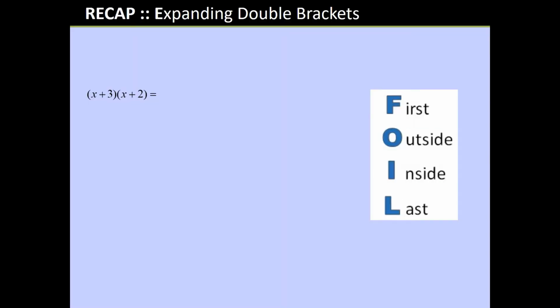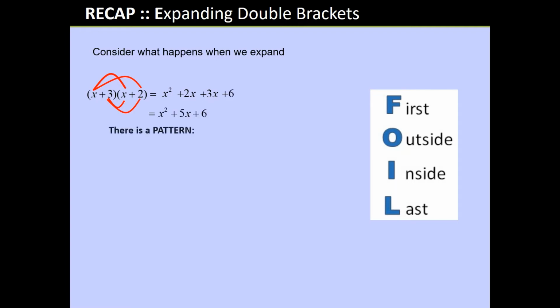I'm quickly going to recap on expanding double brackets, and I've already done this in detail in my previous video. If you haven't already, please do check that one out. So here's what happens when we expand double brackets. If I multiply x times x, I will get x squared. Then x times 2 is positive 2x, 3 times x is positive 3x, and 3 times 2 is positive 6. And then we collect like terms and simplify, and we get x squared plus 5x plus 6.